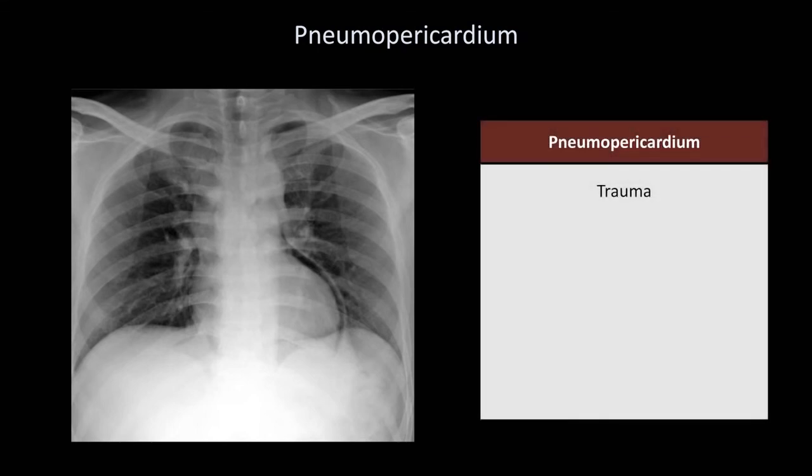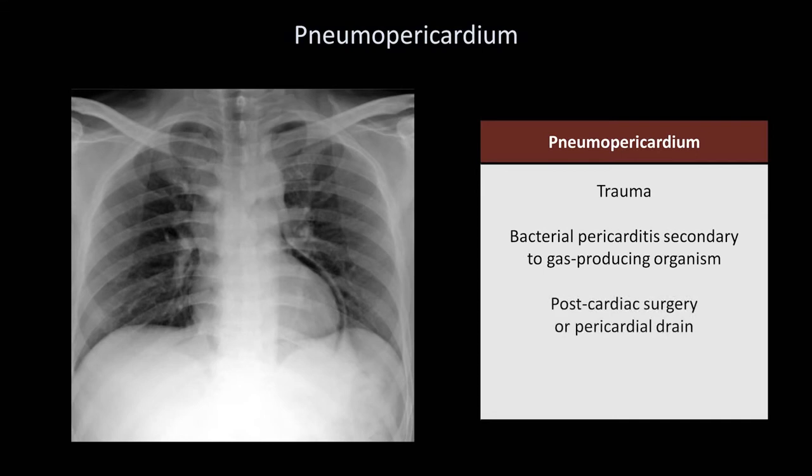Etiologies include trauma, bacterial pericarditis secondary to a gas-producing organism, a consequence of cardiac surgery or pericardial drain, or very rarely a fistula between the pericardium and either the lung, stomach, or esophagus.